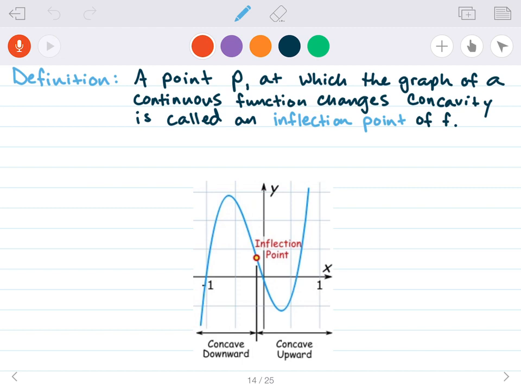Hey guys, so continuing off of the last slide, we have a new definition. A point at which the graph of a continuous function changes concavity is called an inflection point of the function. Sometimes the inflection point isn't obvious from the graph. For instance, right here, where exactly does it change concavity? Could it be right here? Why couldn't that be the point? So we're going to figure out what these inflection points are algebraically and confirm this with graphs. Okay.